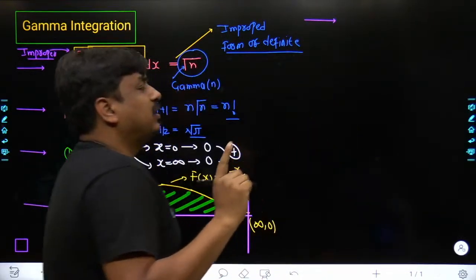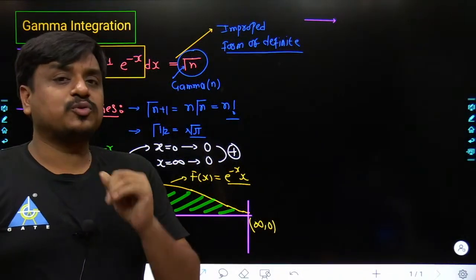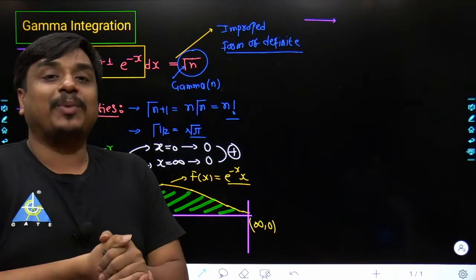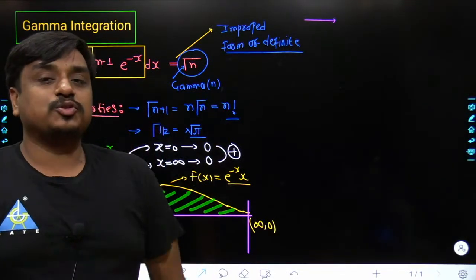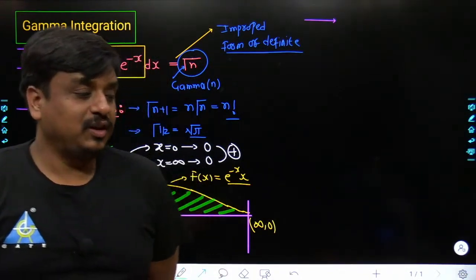And keep in mind, the gamma integration is a very, very important integration if you really want to understand the corresponding area enclosed by the normal distribution or bell distribution, which we discussed within the part of random variable and random process.